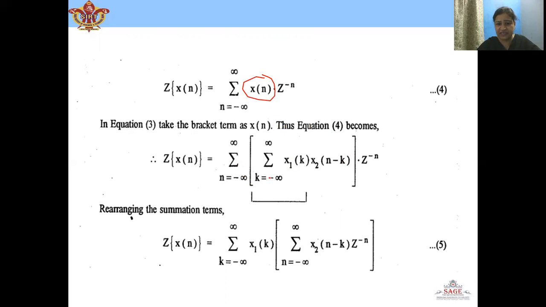So in place of x[n], I'll write the formula for linear convolution. So summation n equals minus infinity to infinity, I have the linear convolution formula, x1[k] x2[n minus k], z raised to power minus n. Here the terms are written separately. So x1[k] is written with the summation over k, and the rest of the terms are written with the summation over n.